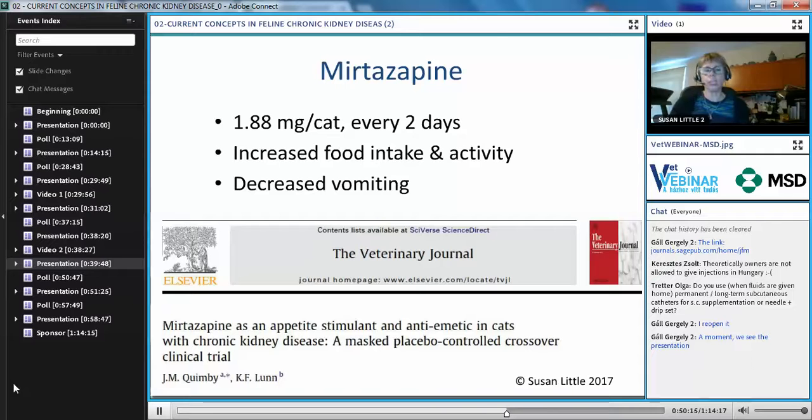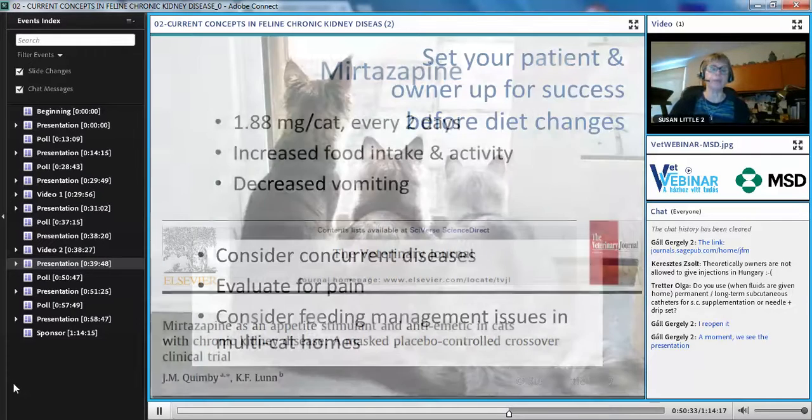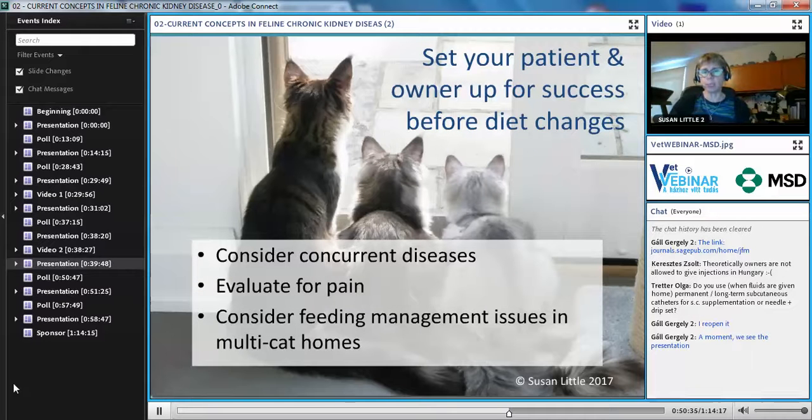In other patients, we might have to combine meropitant and mirtazapine together. So in a cat with chronic kidney disease, we would typically give a dose of about 1.88 milligrams per cat. That comes from taking a 15 milligram tablet and breaking it down. And in a chronic kidney disease patient, we would give the mirtazapine every 2 days.